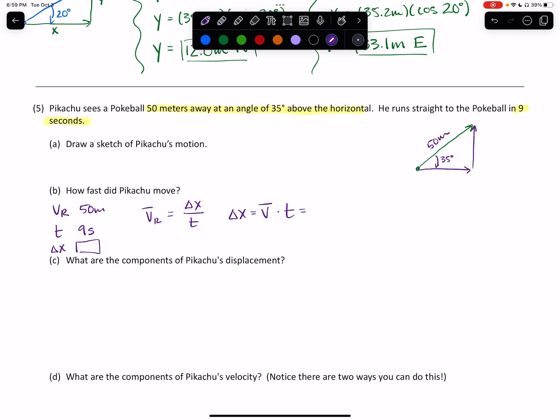So we plug in, oh, I just did that backwards. I'm sorry, I'm mixing up my displacement and my velocity values. Let me try that again.